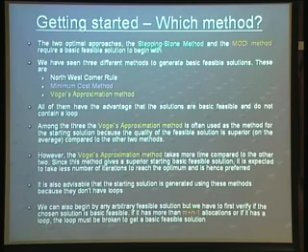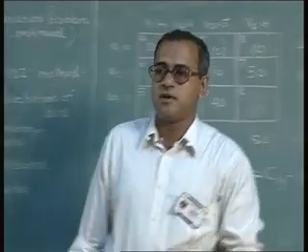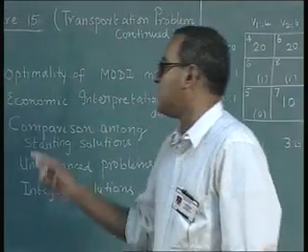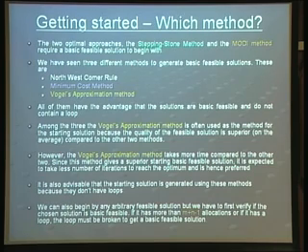We need to check whether it is basic feasible. We need to look at the number of allocations. If there is already a loop existing, we need to break it and then we need to bring it to m plus n minus 1. If there is a loop, the loop must be broken to get a basic feasible solution. In summary, Vogel's approximation is used normally. Even though it takes a little longer in terms of computation, it is expected to give a good quality basic feasible solution from which we can reach the optimum in fewer iterations.